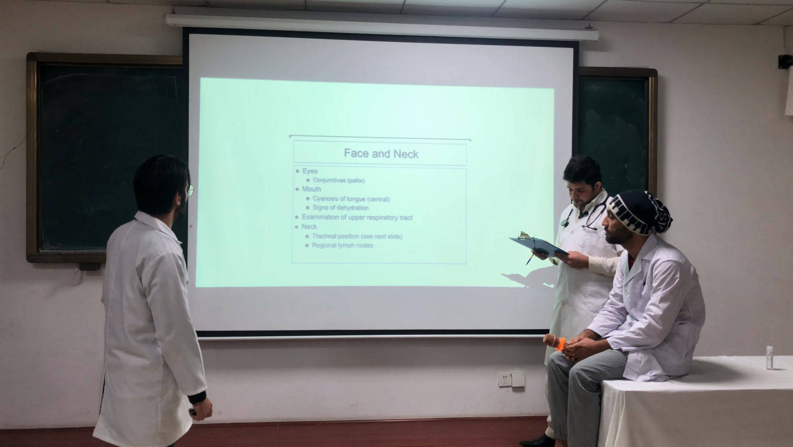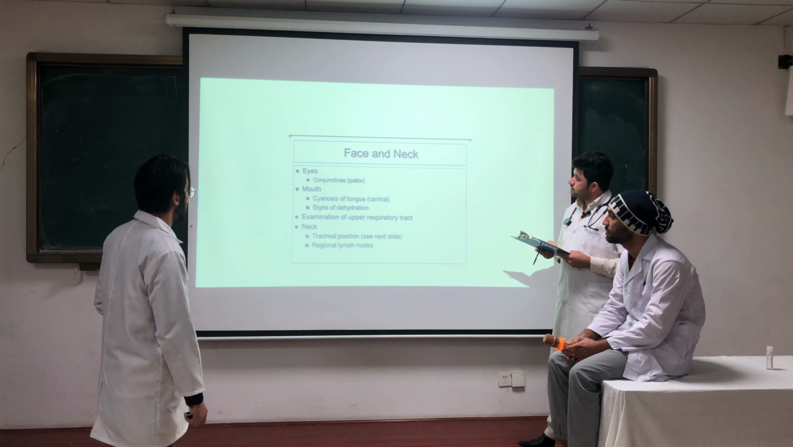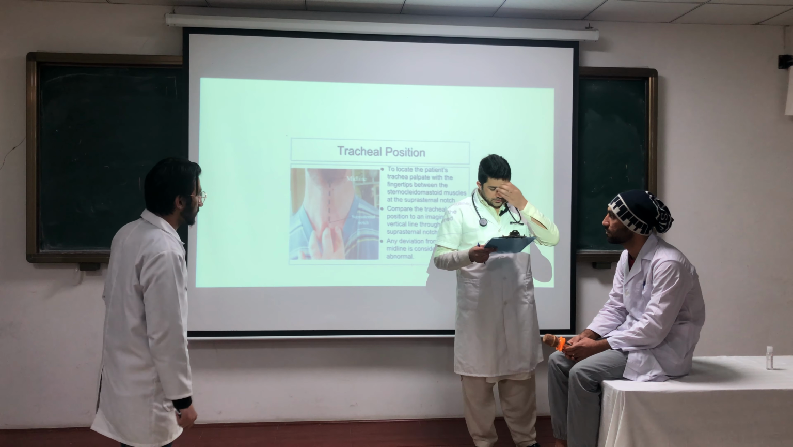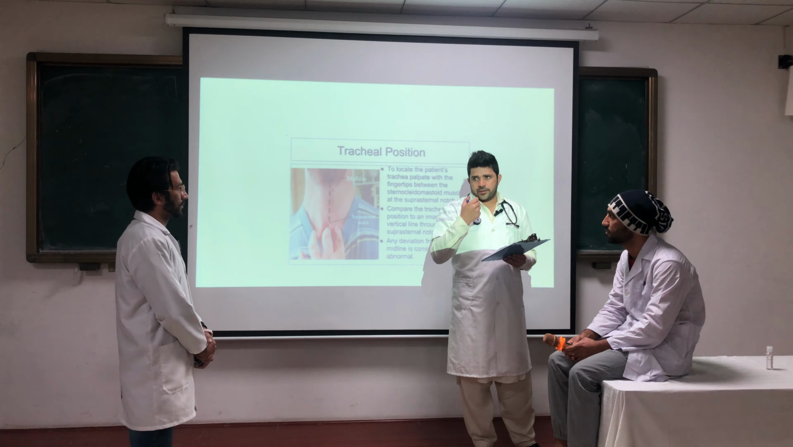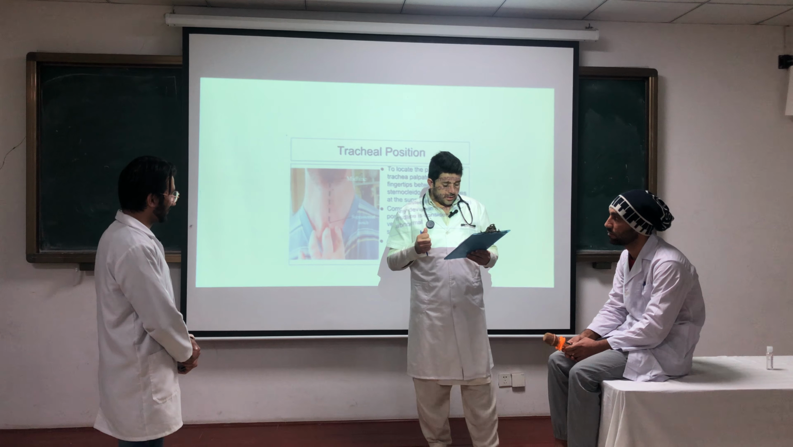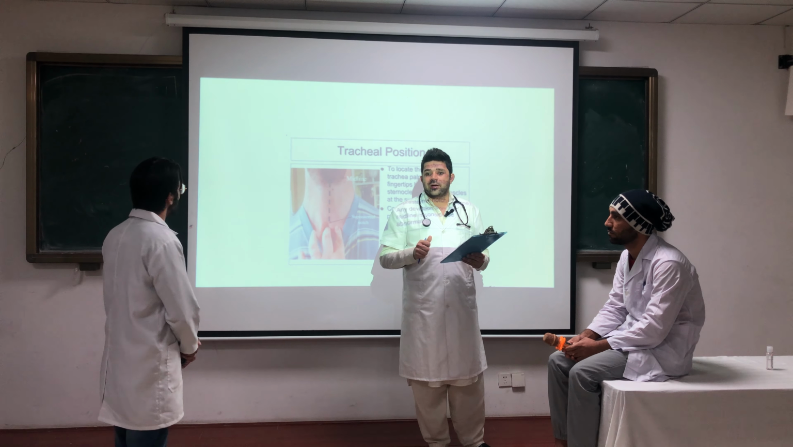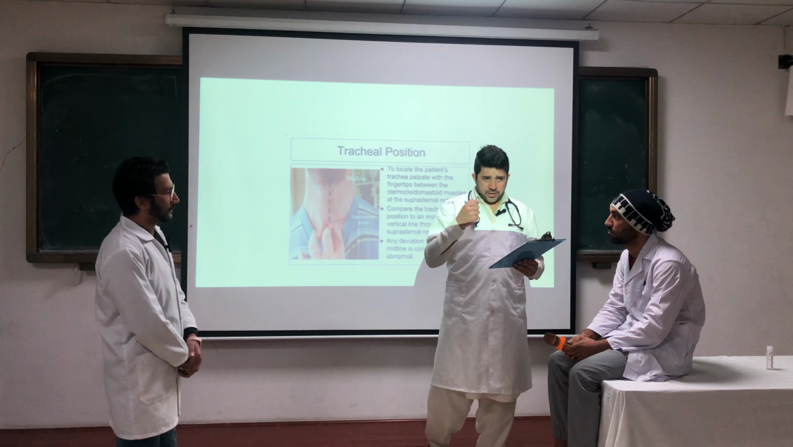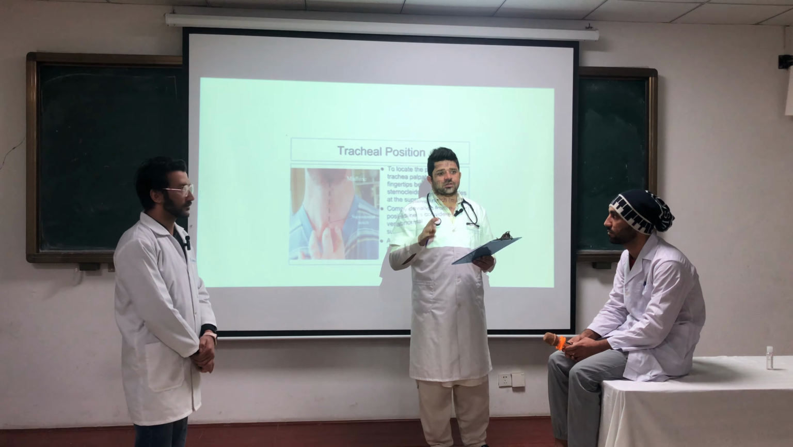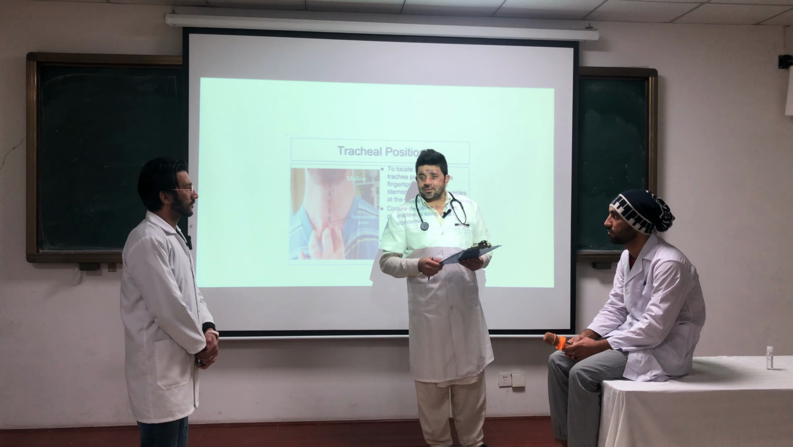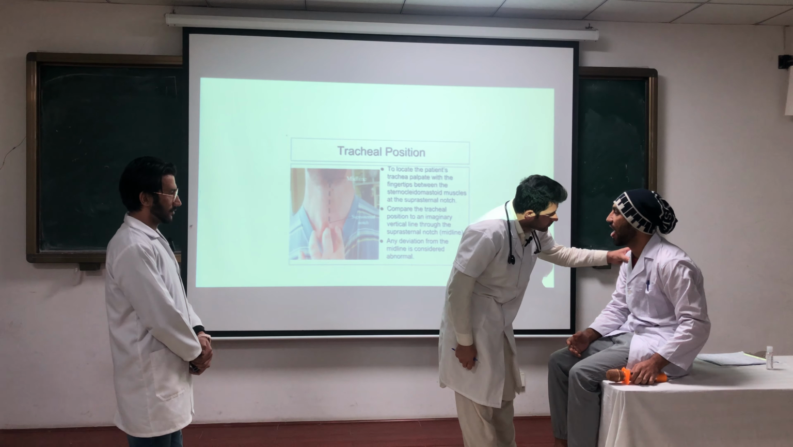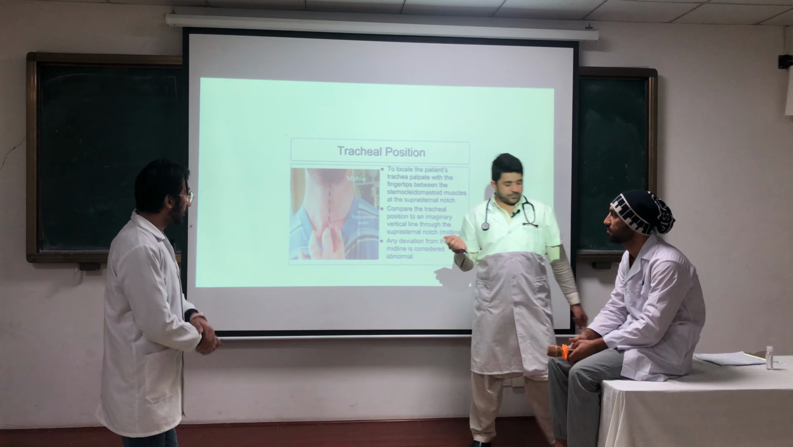Face and neck: eyes, mouth, examination of the upper respiratory tract and neck. Now I will see the patient's face, mouth, and eyes. In the mouth, we will see pursed lips, and central cyanosis we can see in the tongue. The use of accessory muscles and pursed lips indicate chronic obstructive pulmonary disease. Central cyanosis, mostly seen in the tongue, will indicate a case of edema. So please show me your hand. Okay. So there is no.